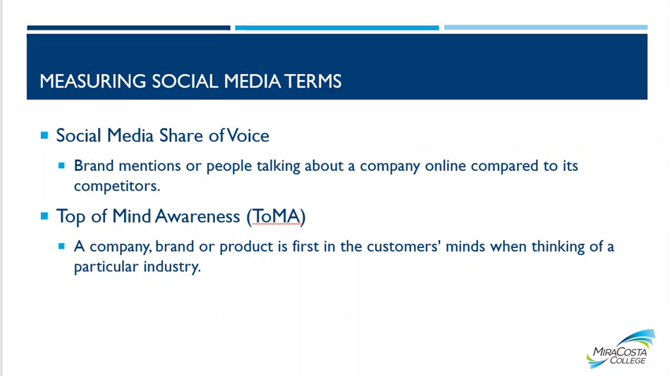Top of mind awareness: a company, brand, or product is first in the customer's mind when thinking of a particular industry. So even though you're posting all the time, and you may not get a direct conversion right away, you're going to be on top of mind. So when that audience or prospect is ready to make the purchase, they're going to go to you because you're the top of mind to them.